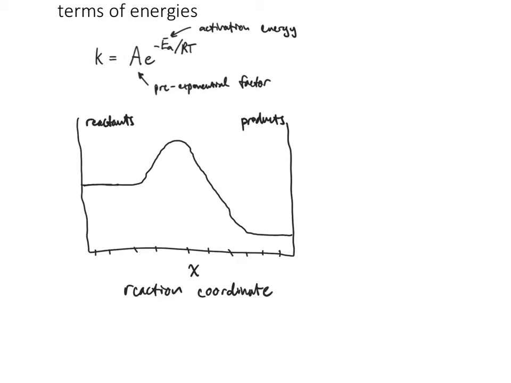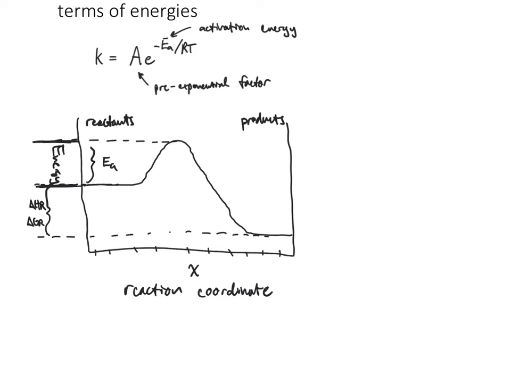And this axis over here represents some sort of energy. Now, the difference between the height of the reactants and the height of the products is some thermodynamic quantity. So that distance right there might be delta H of reaction or delta G of reaction, depending on what we're talking about. But this height right here, between the reactants and the top of this peak, is that activation energy that appears in the Arrhenius expression.